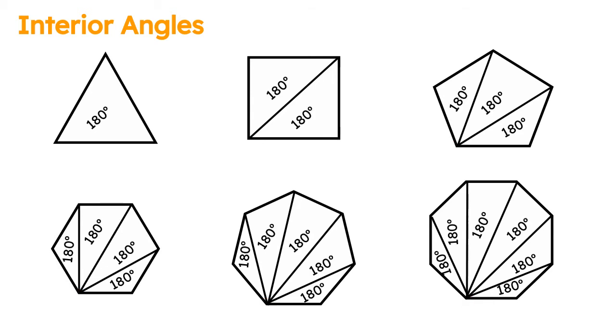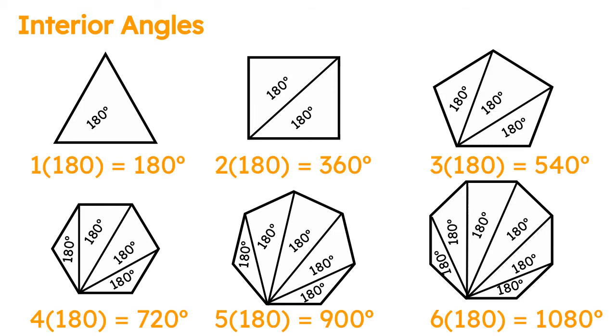Now each of those triangles adds up to be 180 degrees. So the quadrilateral, for example, gets split up into 2 triangles. The pentagon gets split up into 3 triangles. The hexagon gets split up into 4 triangles, etc. So what I would do to figure out the total angle sum is to take the number of triangles that we have and multiply that by 180.